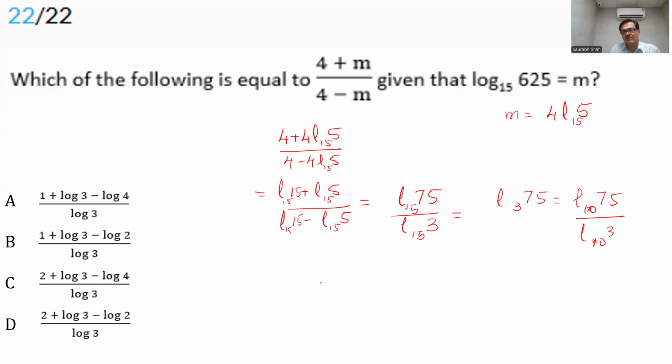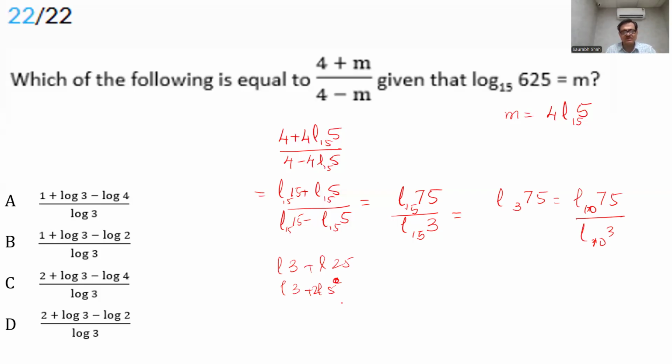So all we have now to do is simplify and find the answer. In the denominator, we have log 3, which is in all the options. So all we need to do is simplify the numerator. Log 75. 75 is 3 into 25. So it is log 3 plus log 25, which is 5 square, which is 2 log 5. Ideally, this is what I would expect the option to be, log 3 plus 2 log 5.